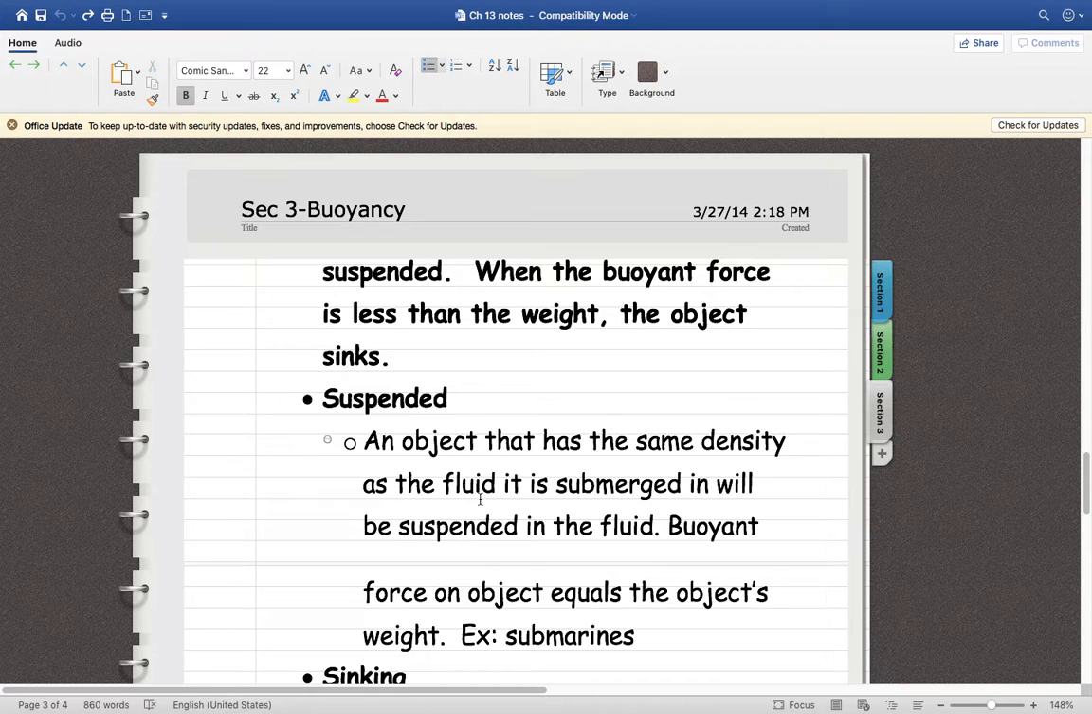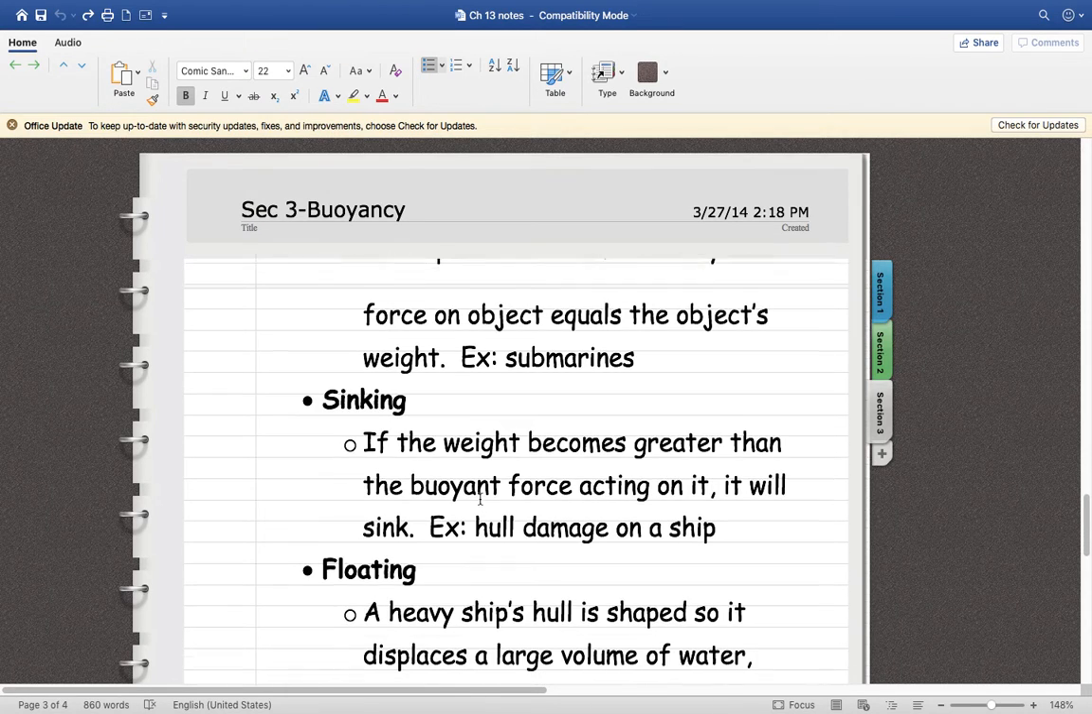Submarines have ballast tanks that they can add water to or take water from to make the submarine sink, float, or submerge, or how they dive down or do an emergency blow, stuff like that. And again, in the book, it's a really good picture and explains it.